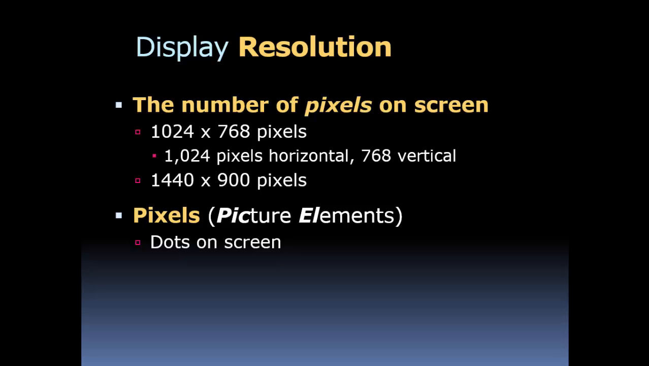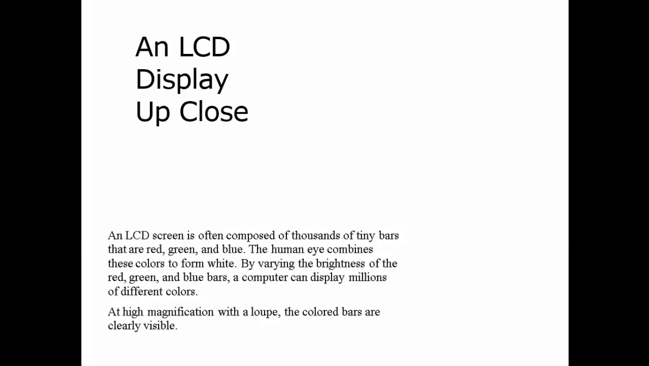What is a pixel? Actually, just picture element. It's the smallest amount of a picture, okay? The smallest element in a picture. You think of it just as the dots on the screen. If you look really up close to an image, you'll see some dots. Each one of those dots is a pixel.